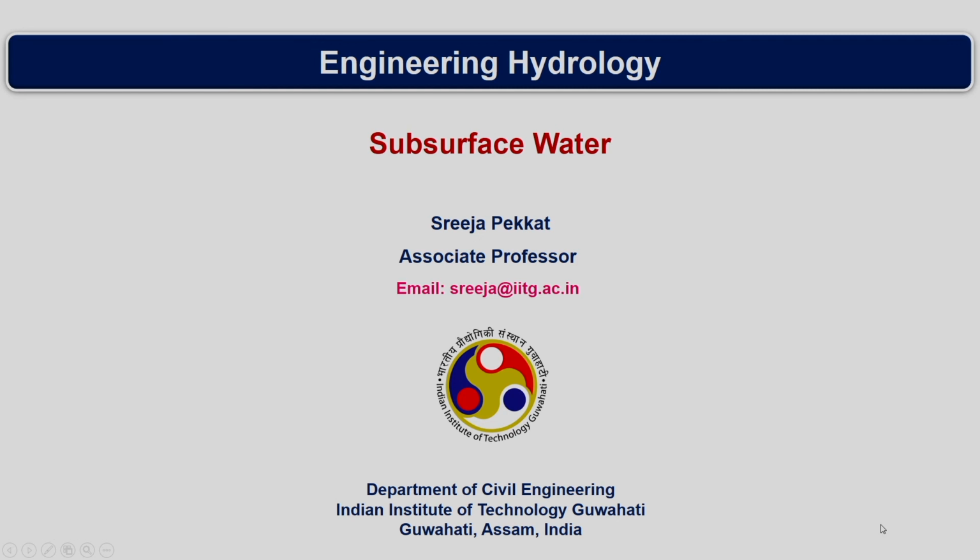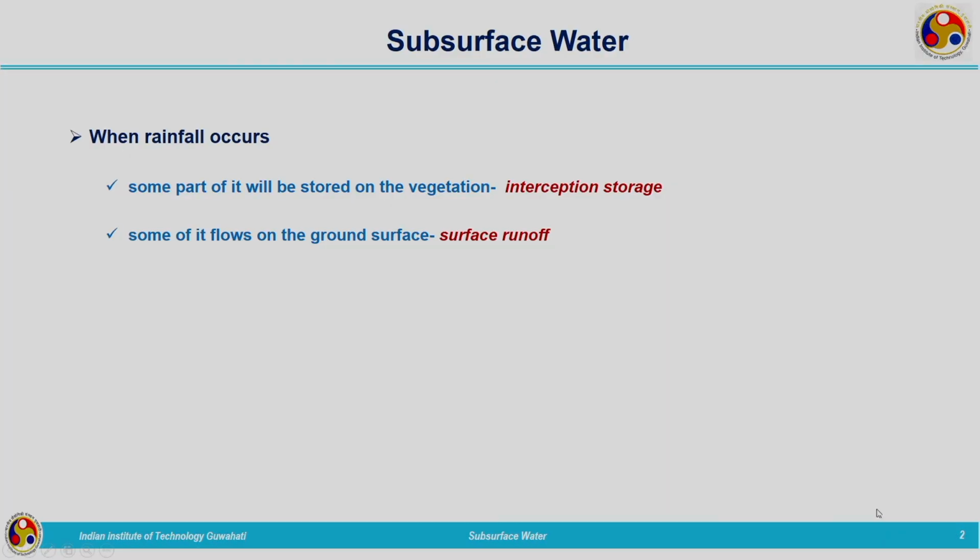Whenever rainfall is occurring, what will happen? We need to satisfy different storage components. Some of the water will be stored on the plant leaves, grass, etc. So, when rainfall occurs, some part of it will be stored on the vegetation, that is termed as interception storage, and some of it flows on the ground, that is termed as surface runoff, and some will go deep into the ground by means of infiltration. In this particular module, we are going to study the hydrologic process named infiltration.